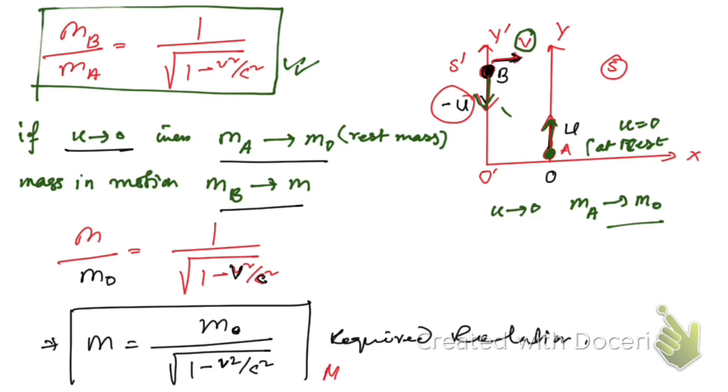So mass of a body increases with increase of velocity.